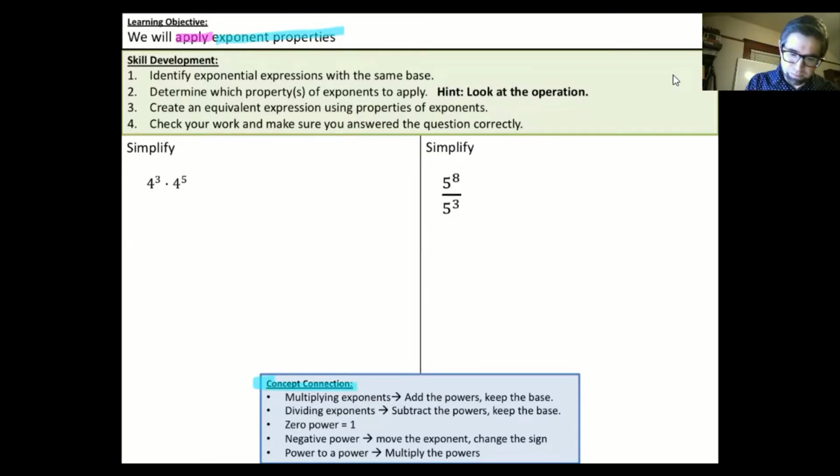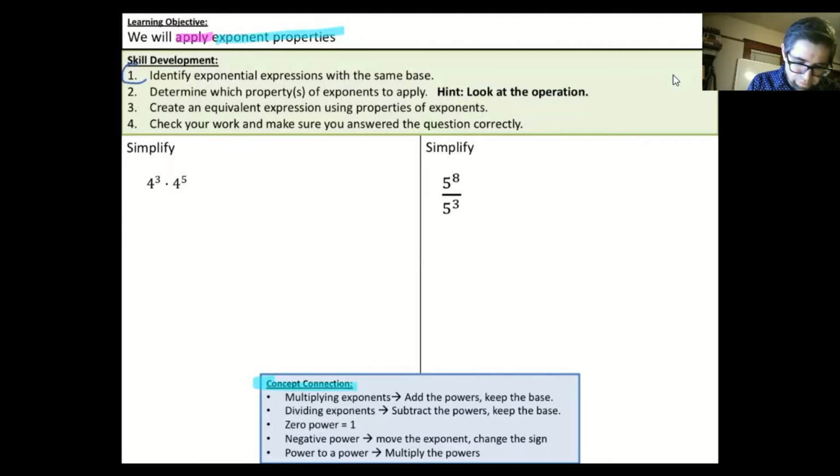Now, remember what simplify is telling us to do. Simplify wants us to do any of the operations that we can in order to put all of the numbers and variables together into as few terms as possible. So I want to combine 4 to the third and 4 to the fifth into one exponent. All right, now let's go through our steps here.